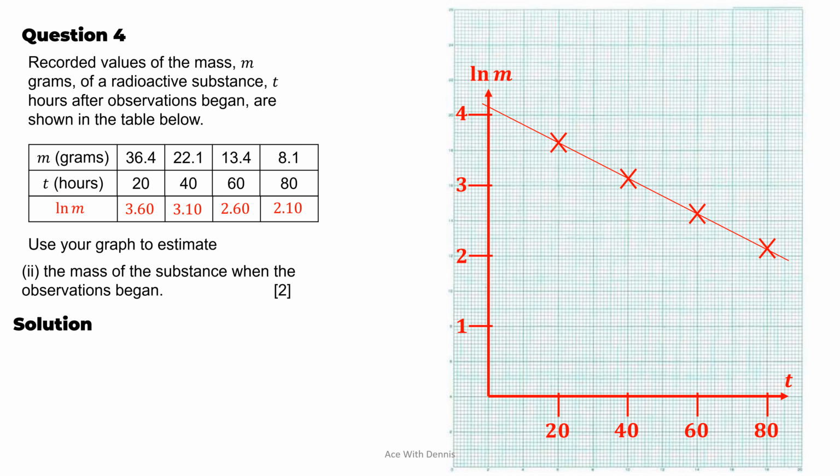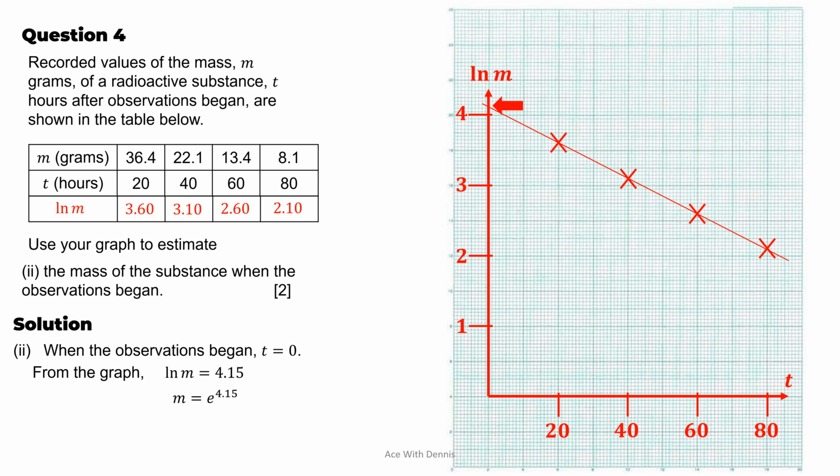Right, now the next one. Here is the solution for part 2, which is the mass of the substance when the observations begin. So when the observations begin, T equals 0. So this is the point that we can look for. From the graph, ln m equals 4.15. Hence, m equals e to the power of 4.15, and the value is 63.4 grams, rounded off to 3 significant figures.